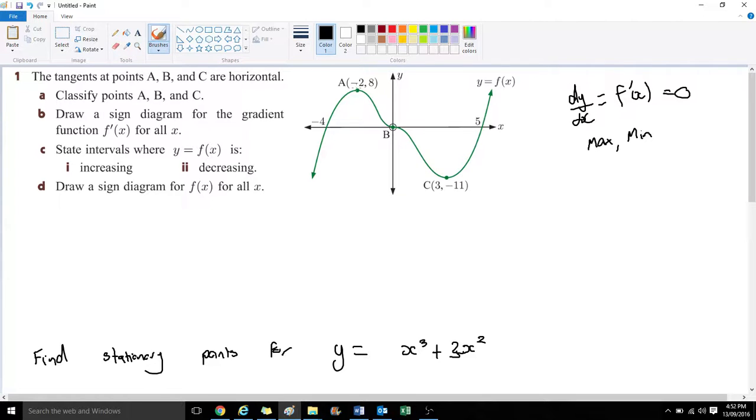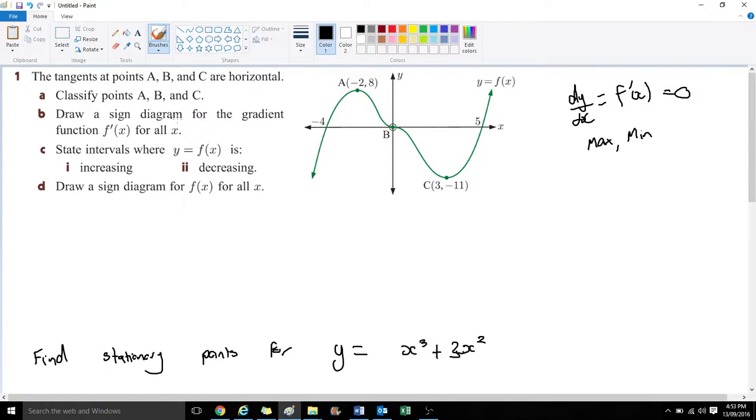So we can see that A is a local maximum point. It's not necessarily the maximum point on the graph, because we can see that going on forever. Point C is also a local minimum, and point B is a stationary point of inflection.